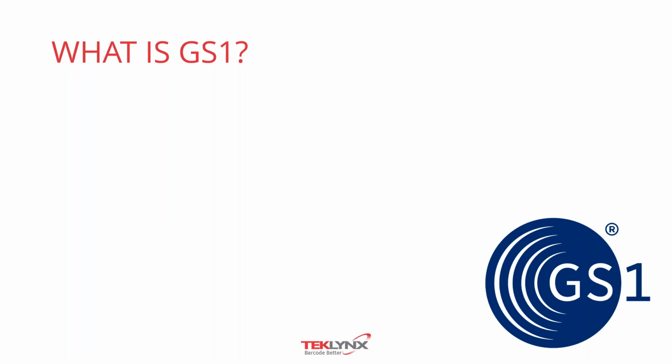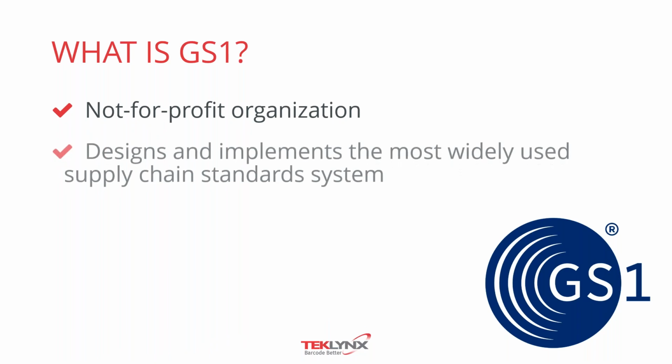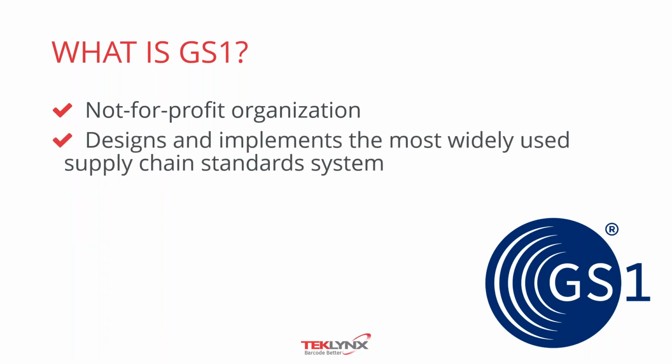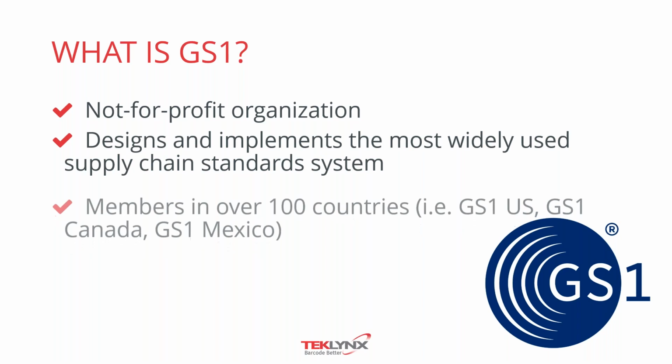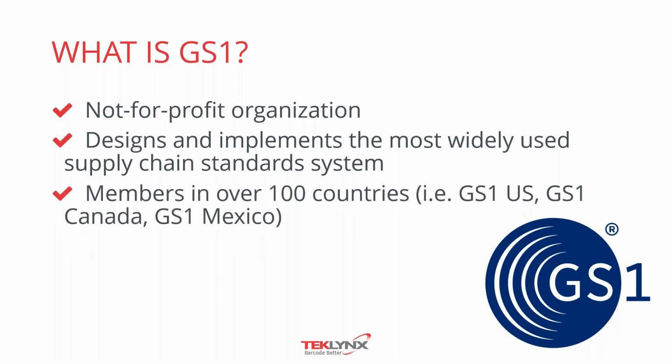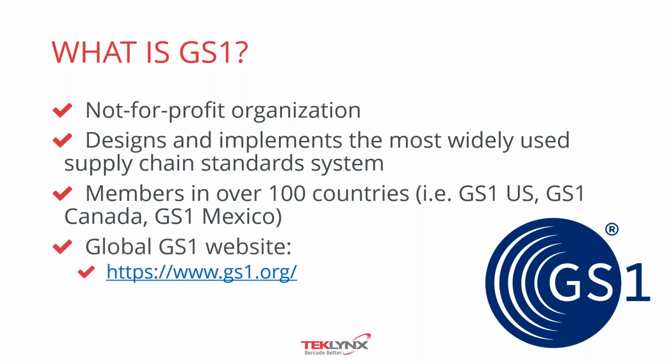So what is GS1? GS1 is a not-for-profit organization that is dedicated to the design and implementation of global standards. They have over 30 years of experience, and during those years, they have continuously improved the efficiency of supply chains globally. They have over 100 member organizations, over 1 million companies doing business through 150 countries, and about 5 billion transactions a day, quite a few. Simply put, GS1 is just the most widely used supply chain standard system in the world.